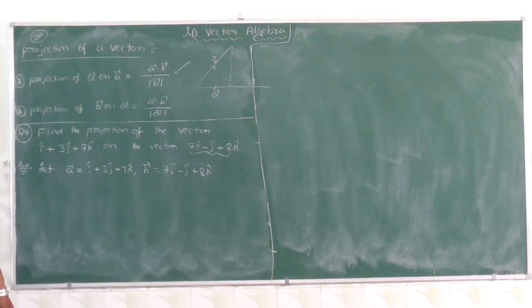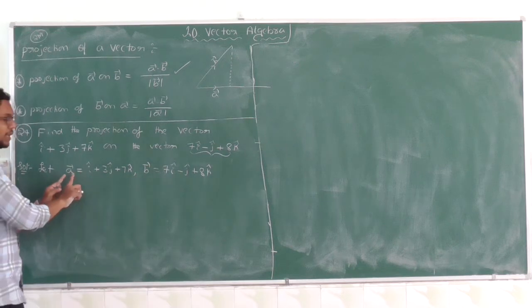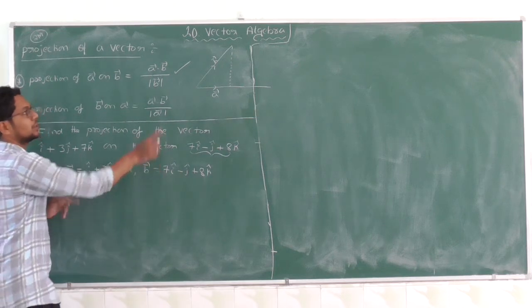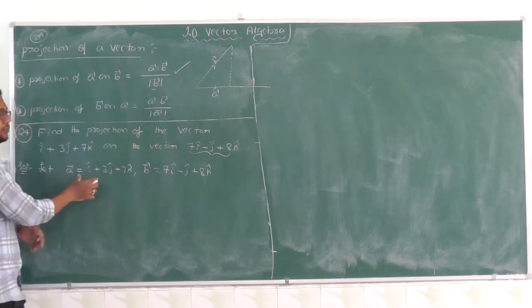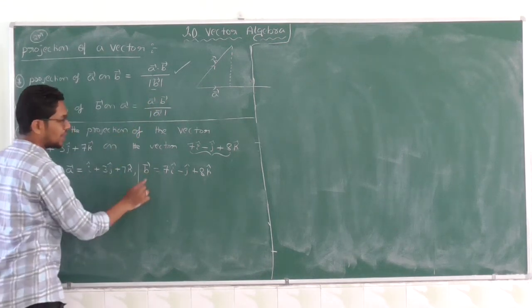Projection we have to find. The projection of A vector on B vector is A dot B by magnitude of B. We want only the magnitude of B. We don't want the magnitude of A. I want the magnitude of B only.